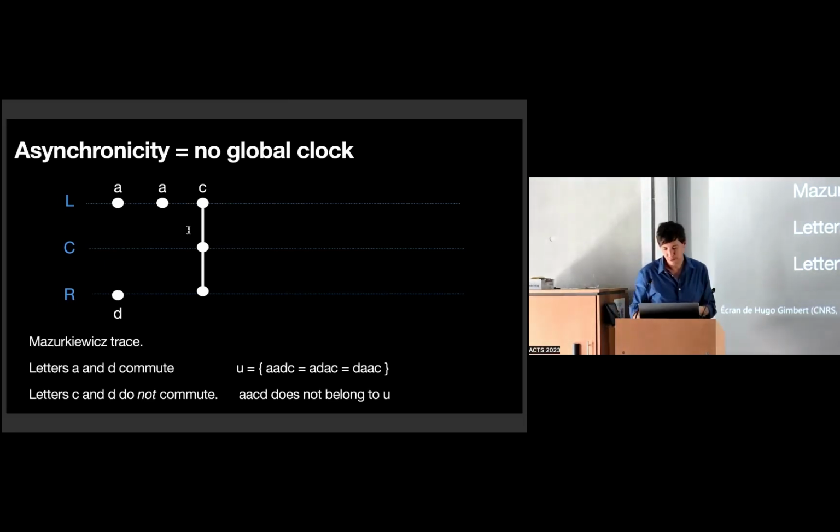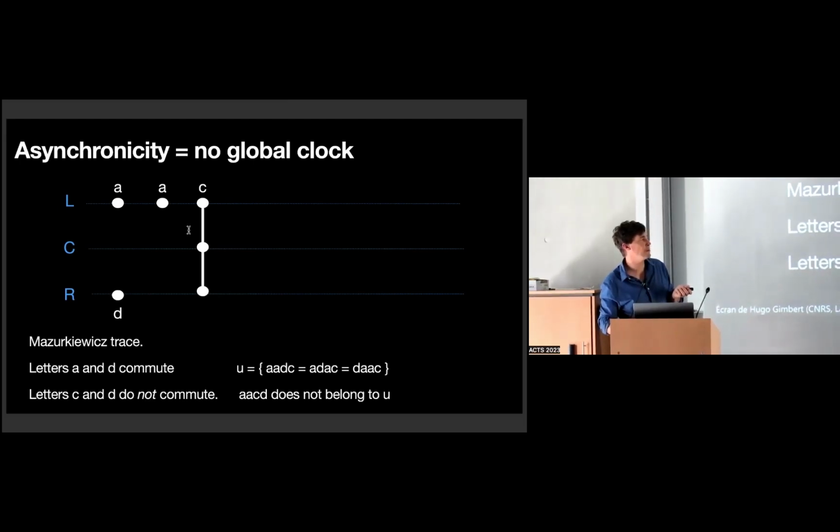How can you formalize that? First, with commutation. So you represent runs of your system as Mazurkiewicz traces, for example. Here you see that A and D are disconnected and they can commute. So actually AD-AC and DA-AC is the same, and AADC is the same. All those are in the same equivalence class. But letters C and D do not commute because they share a common process. So AACD is not the same behavior. We would have to put the D here and it cannot commute. So it's not the same execution.